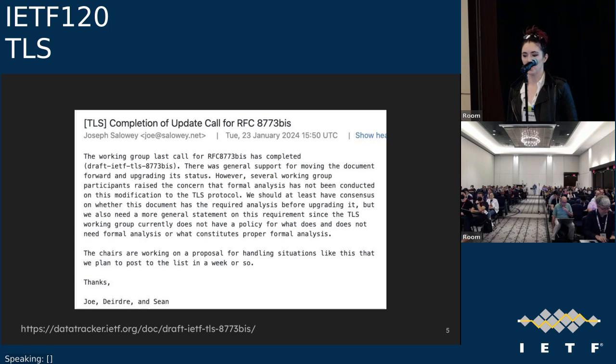So this is a reference to the first kickoff, why we wanted to do this. This was the call for 8773bis, where during the last call, there was a lot of noise about how we would really love to have some formal analysis on this change to TLS 1.3. And this is basically where instead of only pre-shared key or certificate-based auth, you can do both. This has been noted to never have been included in the modeling, symbolic, computational, or otherwise, of TLS 1.3 or broader models of TLS, period.